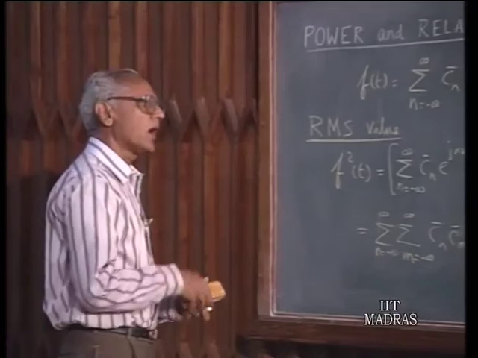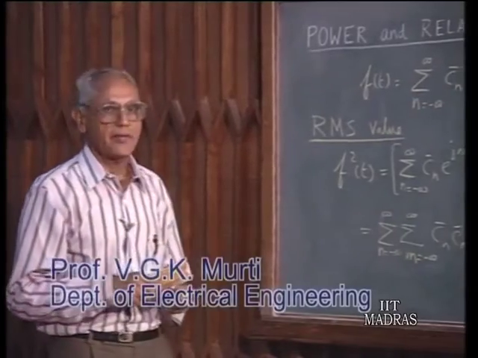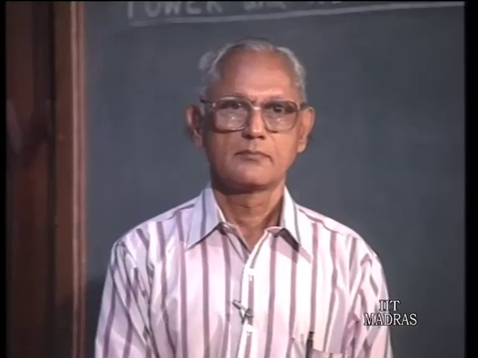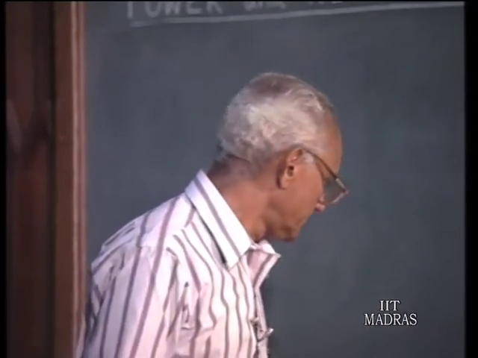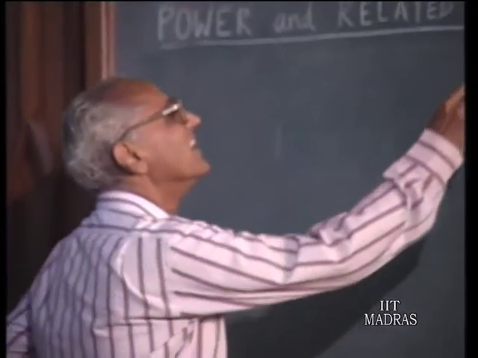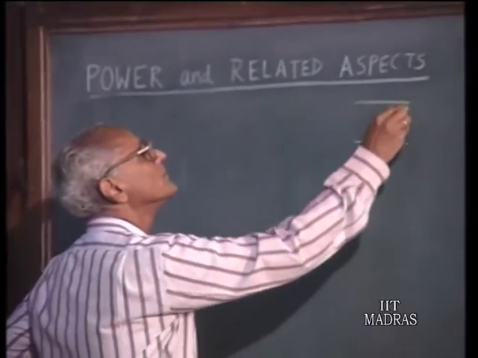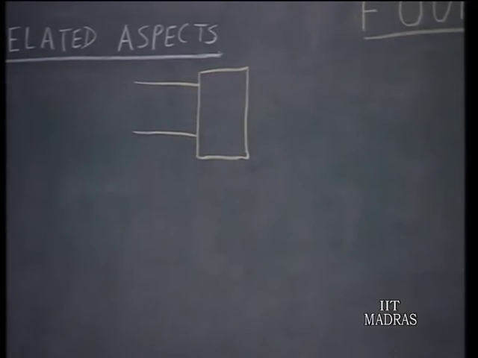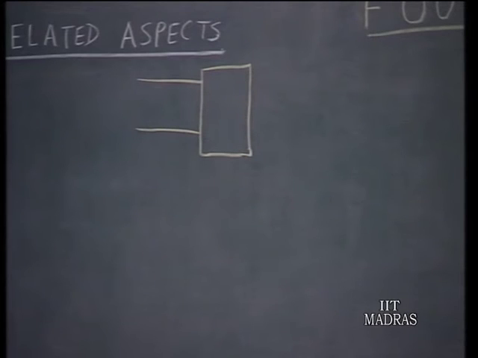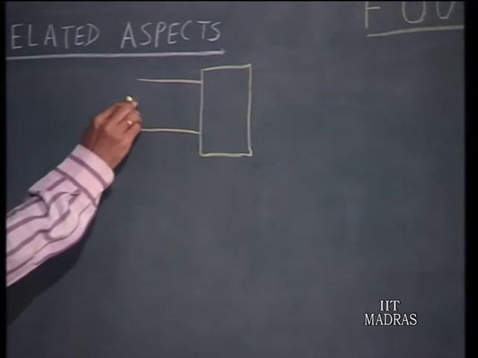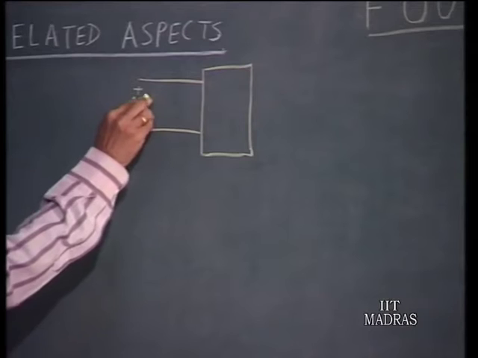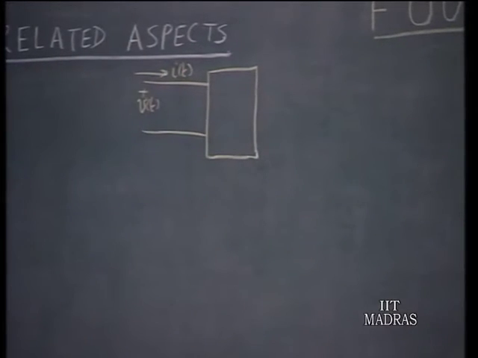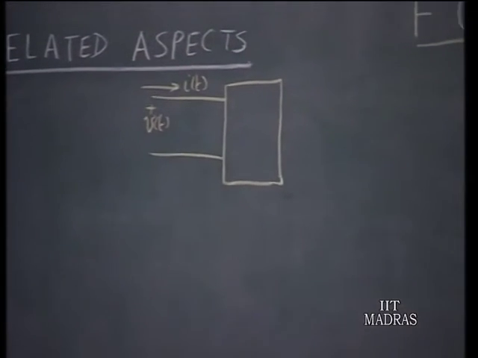Now let us see how we calculate power when we are given two periodic signals, one being a voltage, the other a current. Let us assume that we have a network or a network element which has a periodic voltage applied across it and a periodic current i of t going into the terminals.